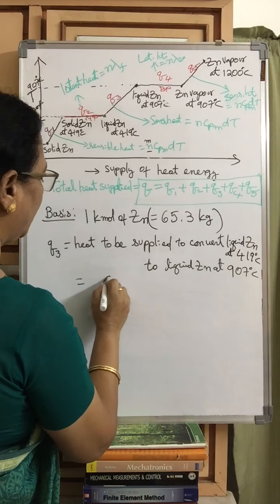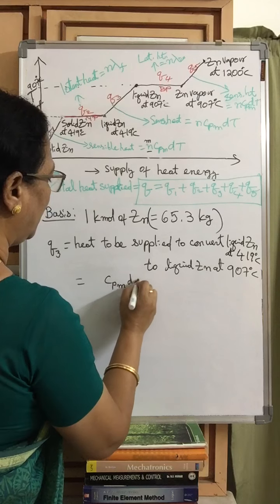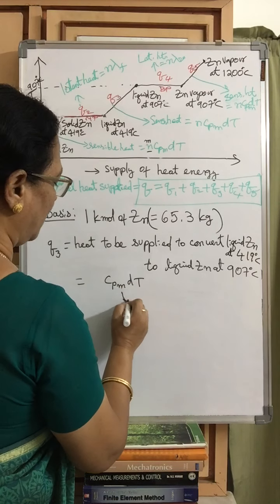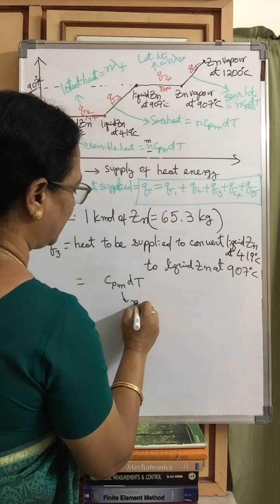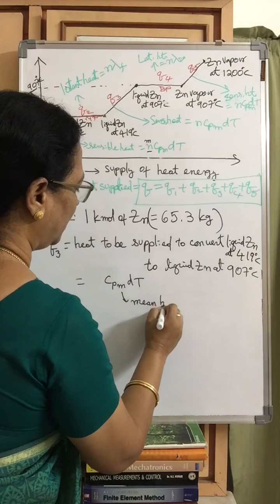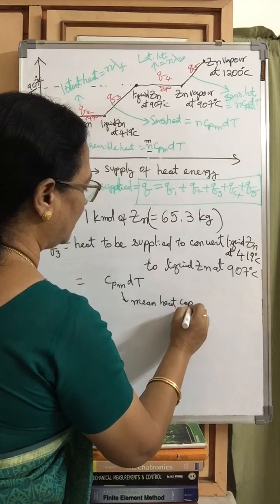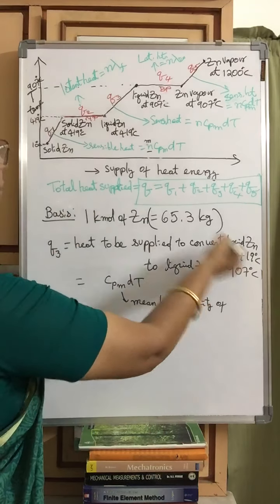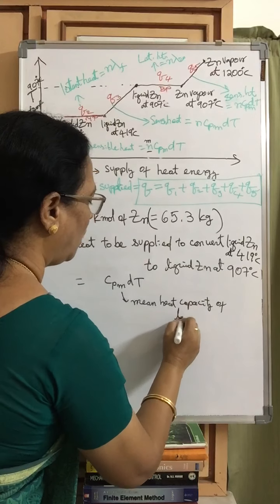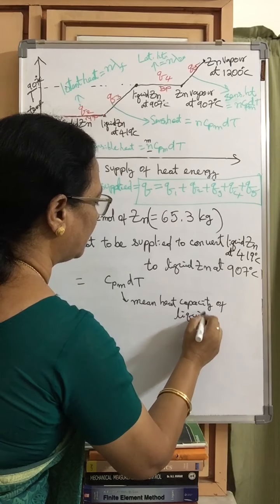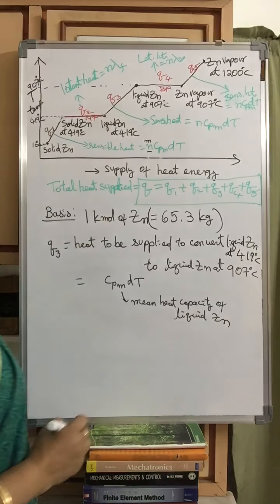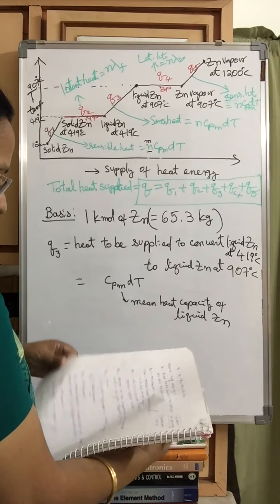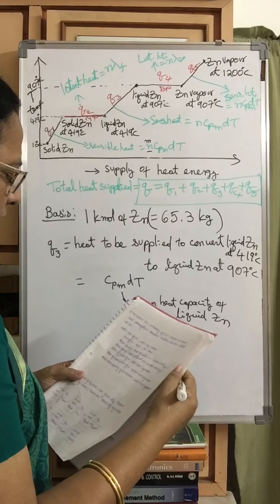This is N CPM dT. Whether to use N or M depends upon the unit of the mean heat capacity. Since we are calculating for liquid, it is the mean heat capacity of liquid zinc. We will see in which unit it is given: the mean heat capacity of liquid zinc.